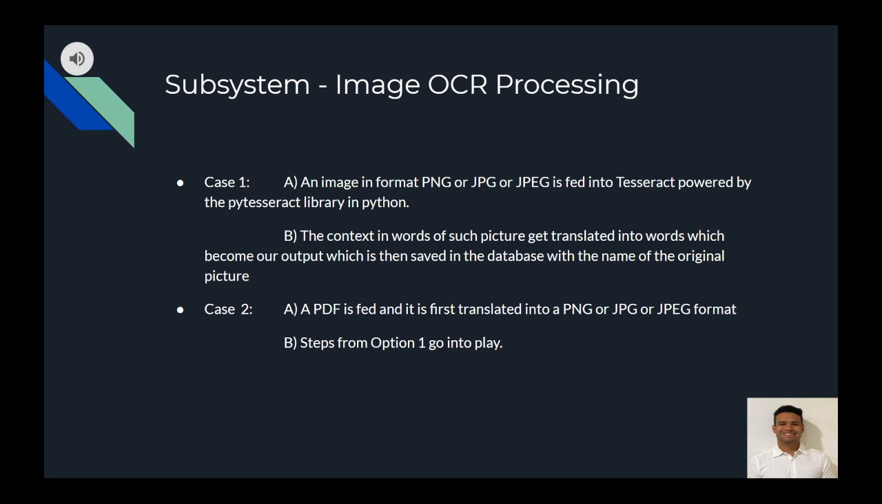We also have case two, in which the user does not have the desired format of PNG or JPEG and could feed a PDF. Within that algorithm we have the chance to translate the PDF into an image format, save it in a folder, and then they can feed that image, which has been translated from the PDF, into the program. And then it will just follow the steps from option number one.